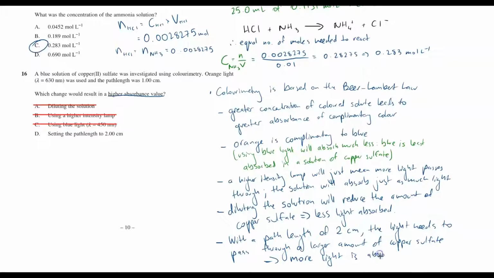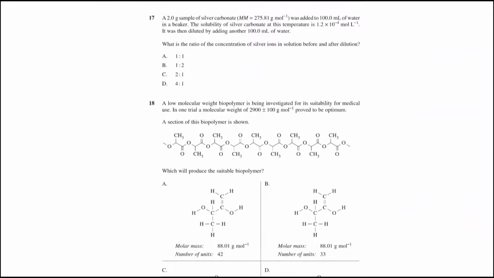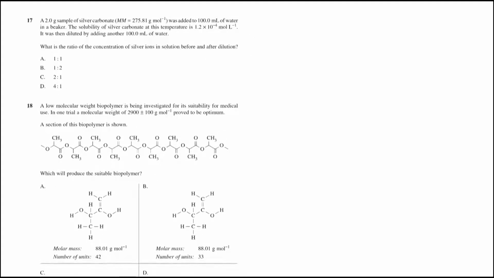Therefore, more light will be absorbed along the way, and option D is our answer here. The next page has questions 17 and 18. Question 17 asks us to consider a 2 gram sample of silver carbonate added to 100 ml of water in a beaker.